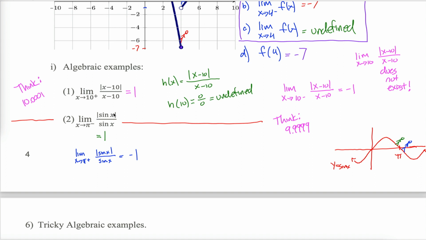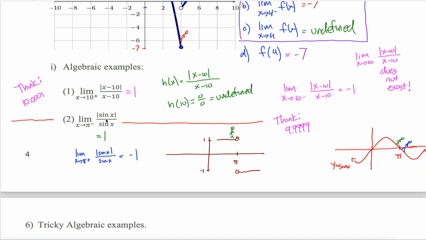The graph of the absolute value of sine of x divided by sine of x does not look like this. In fact, what it looks like, close to pi anyways, is something like this. As long as my value of x is slightly less than pi, so here you're thinking about the green hiker, the sine of x is positive, so the absolute value symbol isn't doing anything at all.